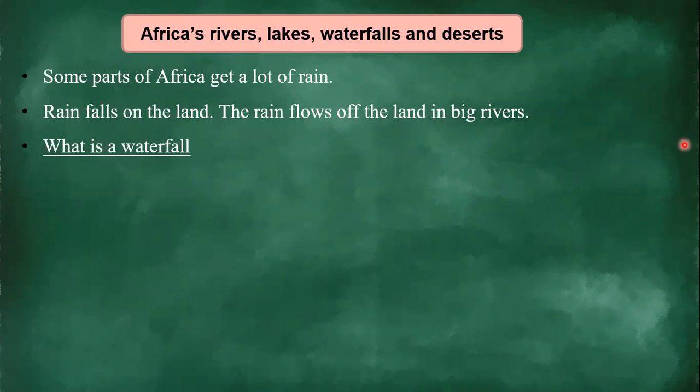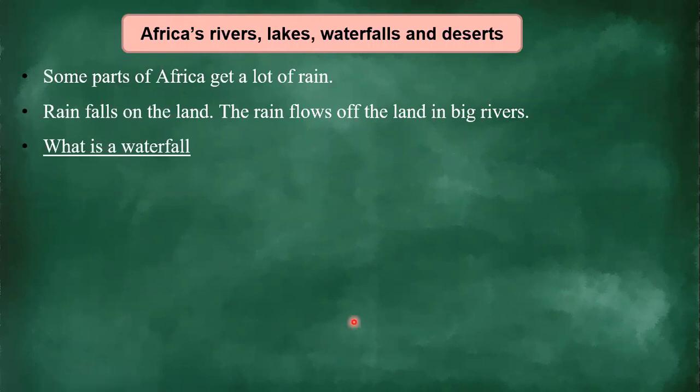Ma'am, can you hear me? Yes. Ma'am, a waterfall is when a river usually flows, ma'am, and then there's a steep hill. So then the river just falls and makes a waterfall. It's when a river falls in a steep hill.